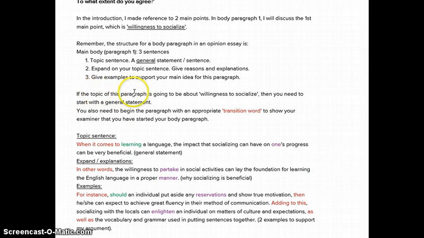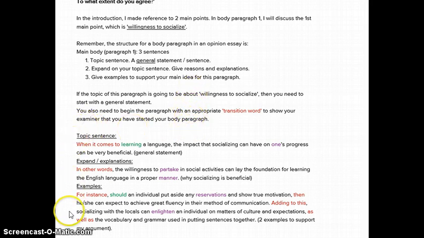If the topic of this paragraph is going to be about willingness to socialize, then you need to start with a general statement, which is what we talked about here, a topic statement. You also need to begin the paragraph with an appropriate transition word to show your examiner that you have started your body paragraph. Okay, so these are the things we need to remember in our first sentence.